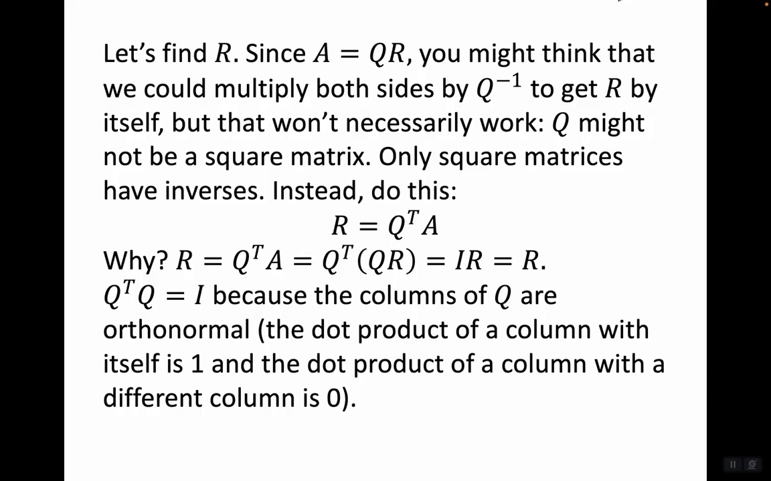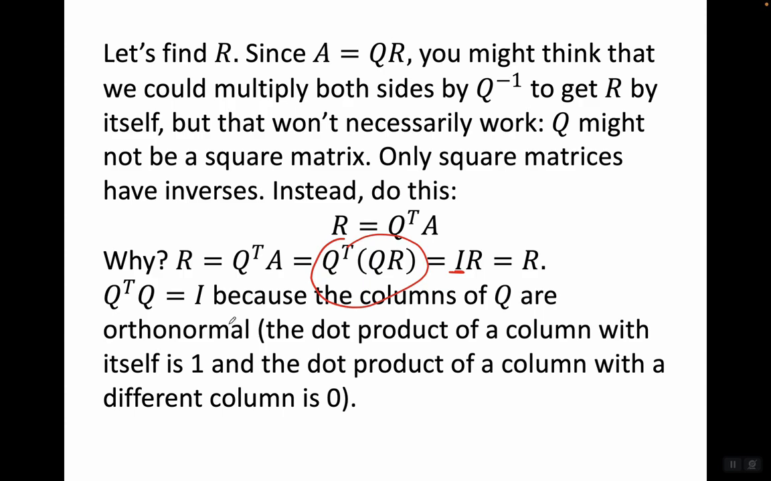Let's find R. Since A equals QR, you might think that we could multiply both sides by Q inverse to get R by itself, but that won't necessarily work. Q might not be a square matrix. Only square matrices have inverses. Instead, do this. Turns out that R equals Q transpose times A. Why is that? Well, Q transpose A is the same thing as Q transpose times QR. But Q transpose times Q is going to be the identity matrix, and so we end up with IR, in other words, just plain R.